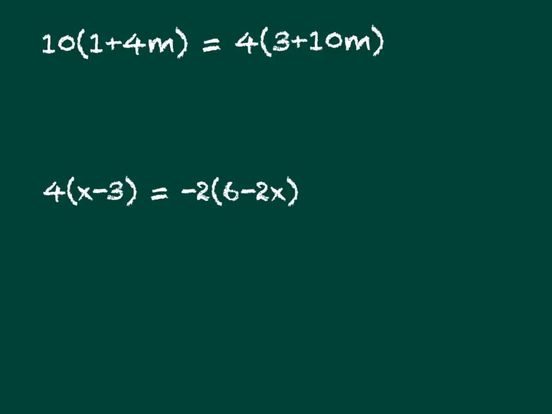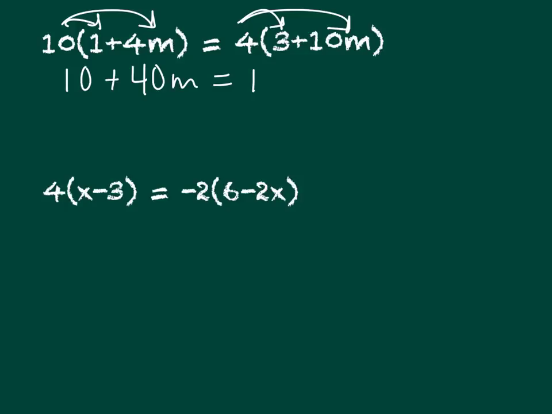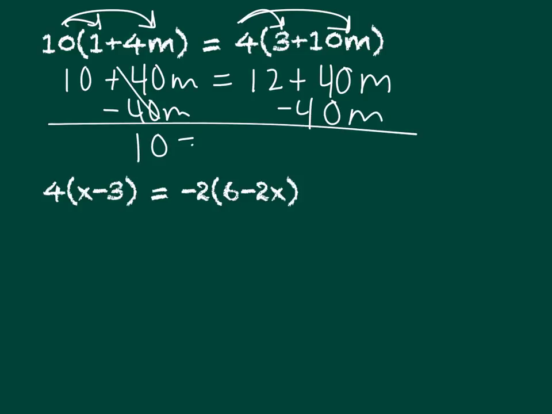Okay, so working through the first one, I see that I need to distribute the 10, and I get 10 plus 40m is equal to, and then I distribute the 4, 12 plus 40m. Then I subtract the 40m, and I'm left with 10 is equal to 12, and we know that 10 is not equal to 12, so this is a no solution.